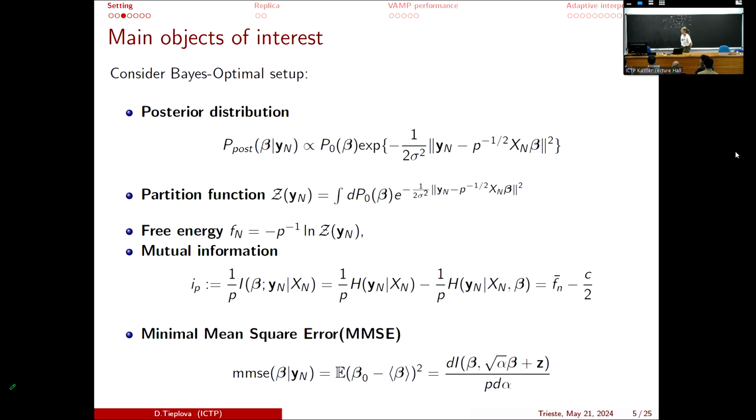And what we also will have almost for free is that we will find something about the minimal mean square error for our model, which is normally just the expectation of the square of the difference between the ground truth, the signal that we want to find, and the estimator, averaged over the so-called Gibbs measure, which is just the posterior distribution.